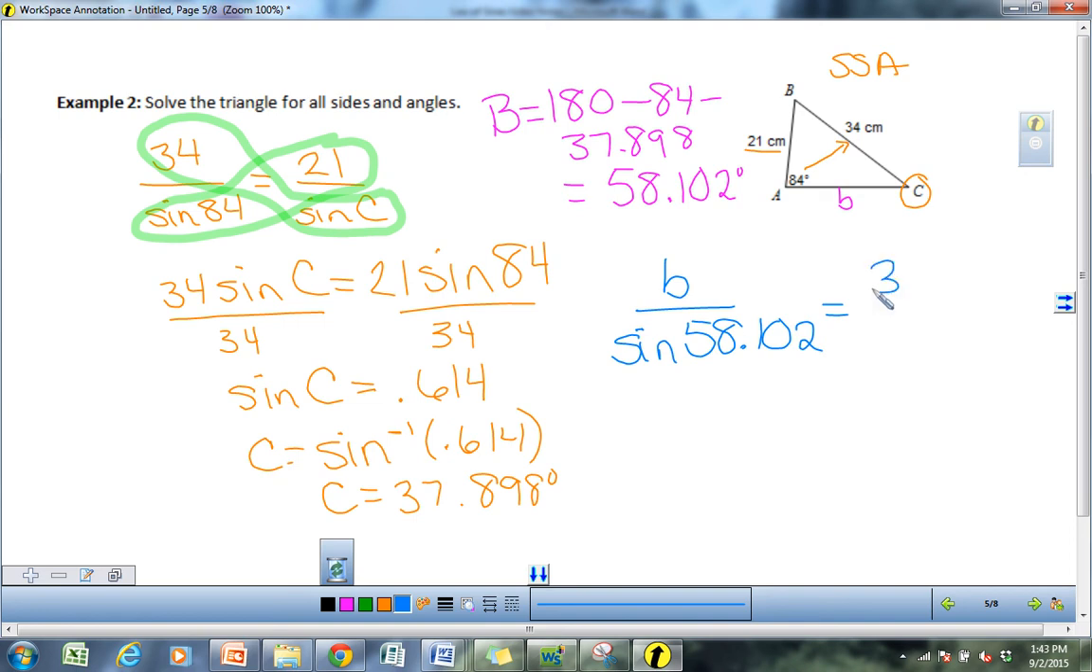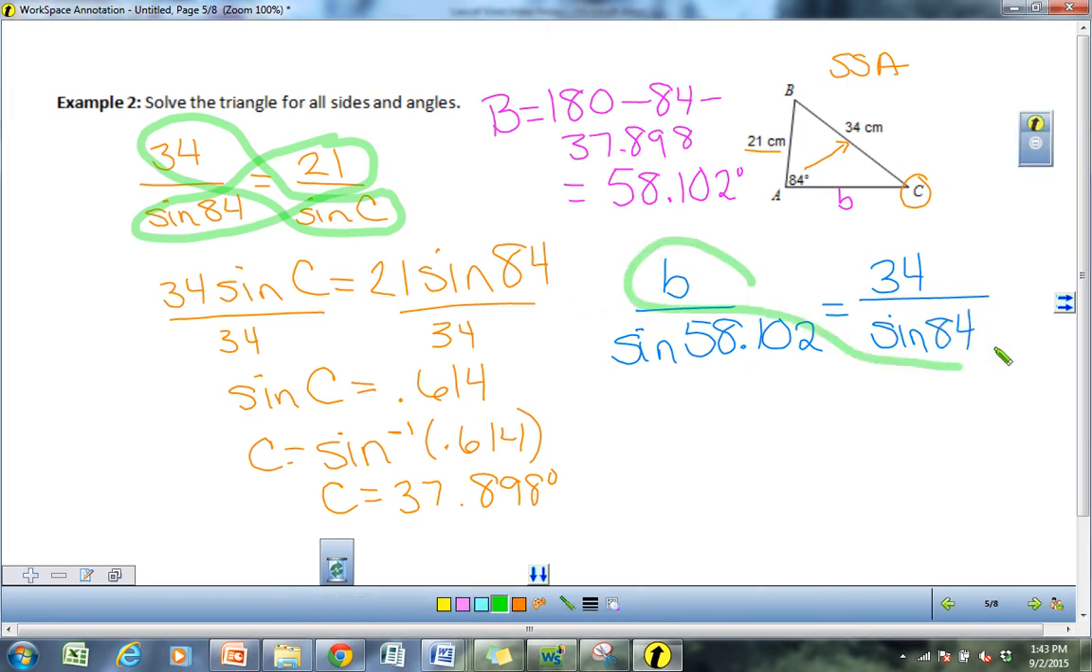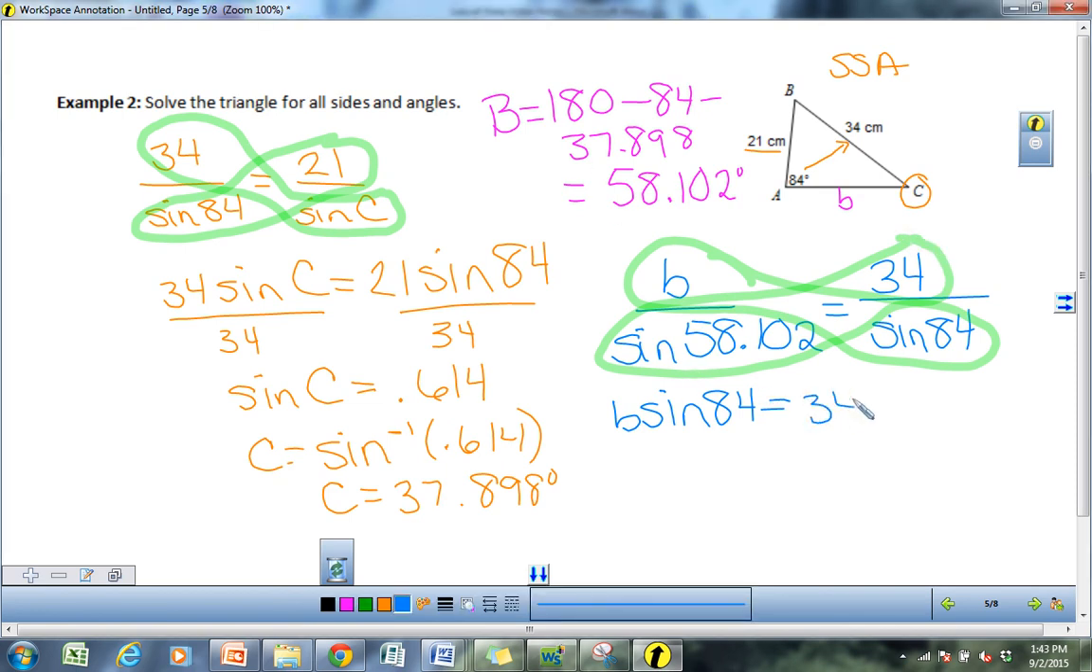Like I said, I like to use what they give me. So 34 over sine 84. And now we cross multiply. So b times sine 84, b times sine 84 equals, cross multiply over here, 34 times sine 58.102. I guess I should have degrees on those.